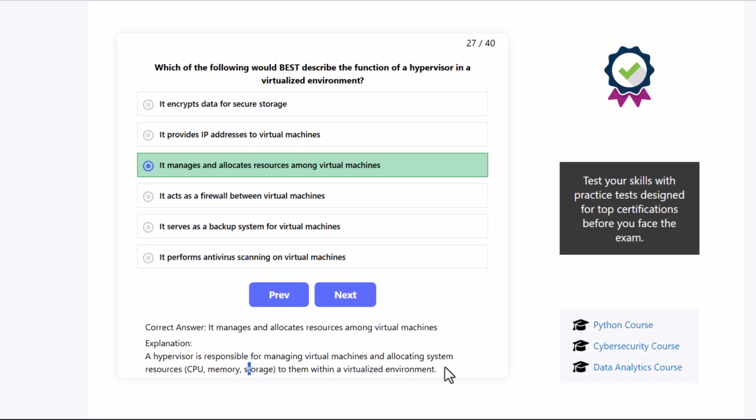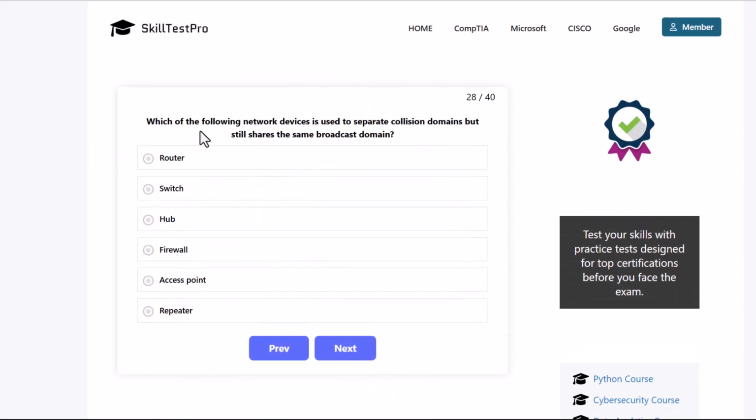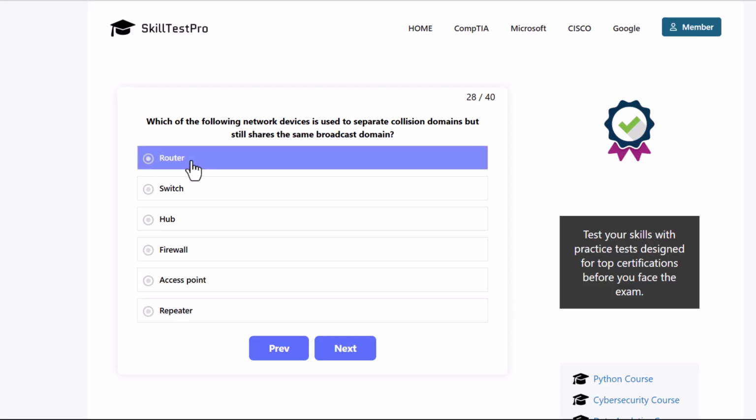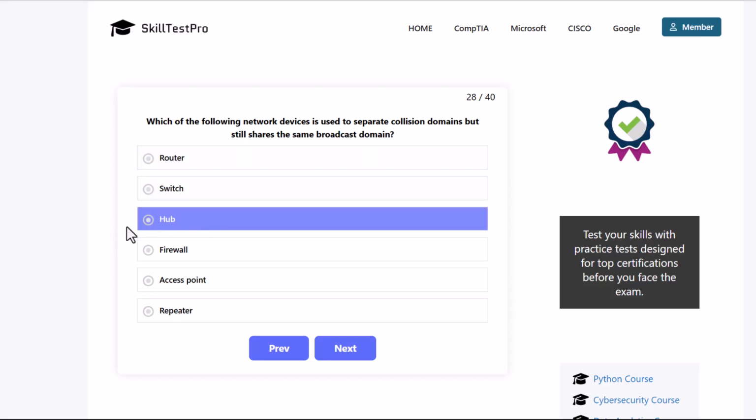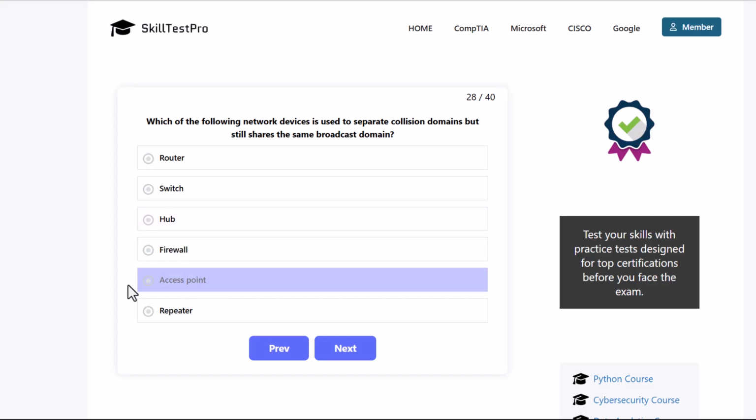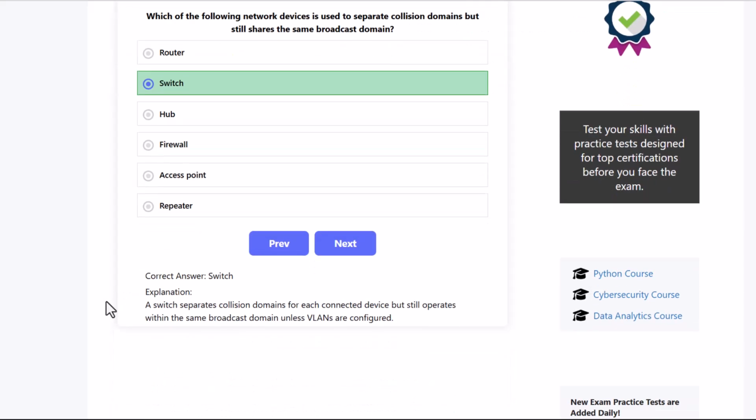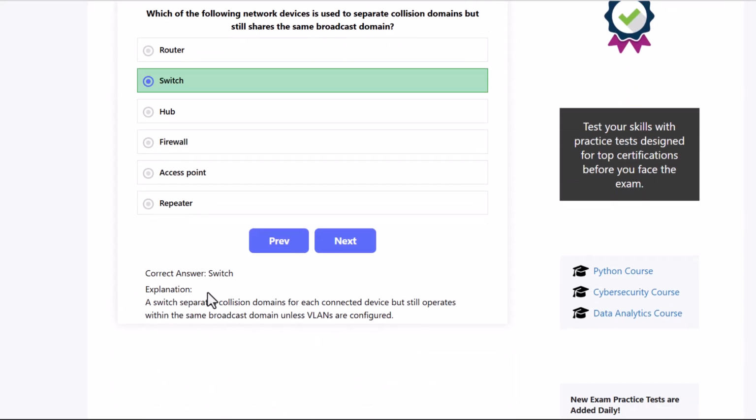within a virtualized environment. Which of the following network devices is used to separate collision domains but still share the same broadcast domain? Router, switch, hub, firewall, access point, or repeater? And here you should straight away know the answer to this. This is a switch, as a switch separates collision domains, and collision domains, you could think about it as different network segments for each connected device, but it still operates within the same broadcast domain unless VLANs are configured.